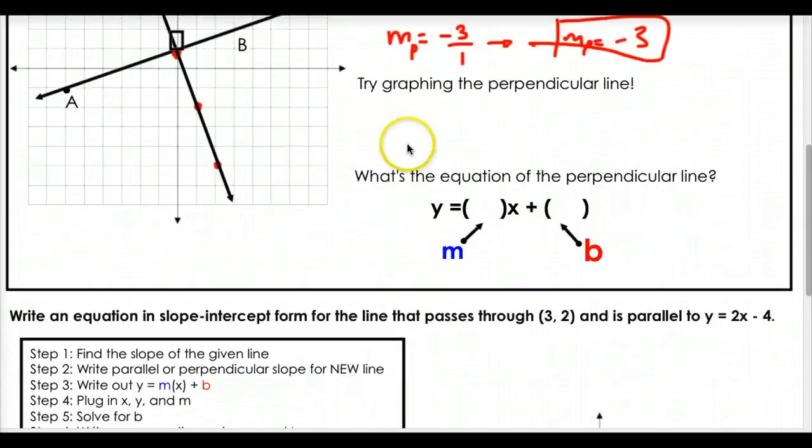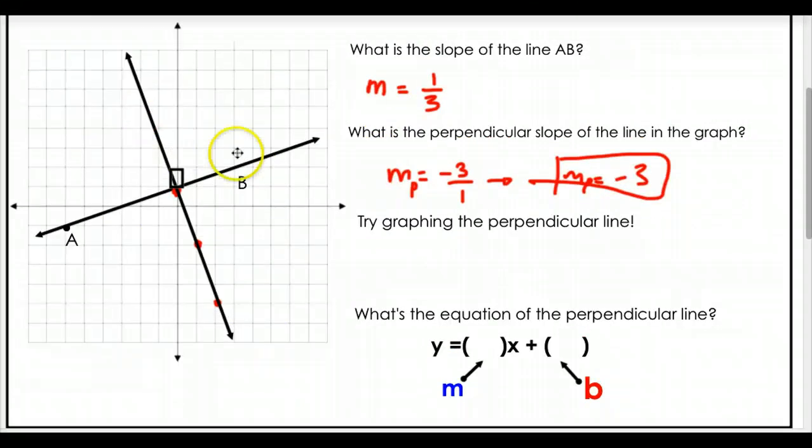And we did it. Now finally, if I wanted to find the equation of this, all I'd have to do is find the slope. The slope of our perpendicular line is negative 3. And the b, well look, it crosses the y-axis at 1. So the equation of this line is y equals negative 3x plus 1. We're geniuses, we did our bonus problem.